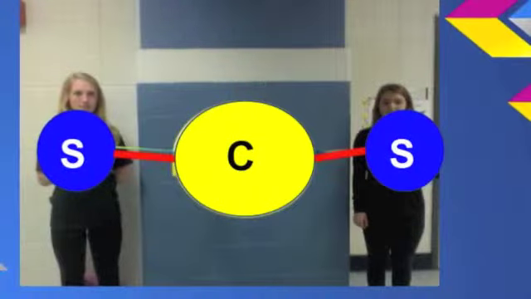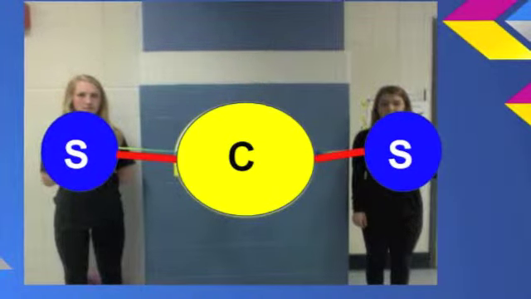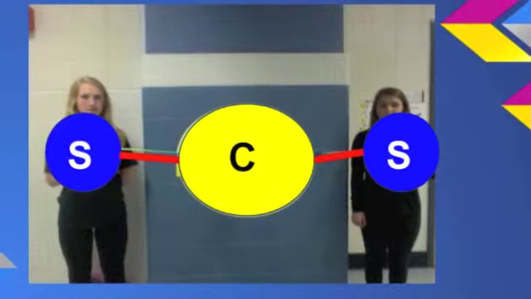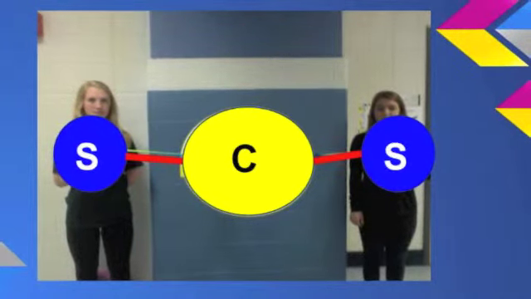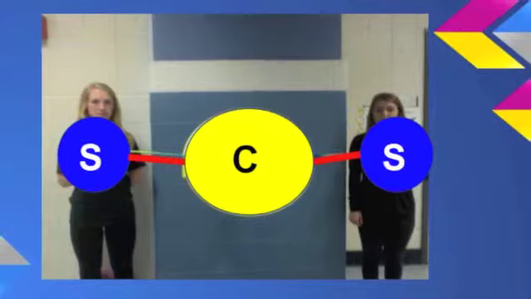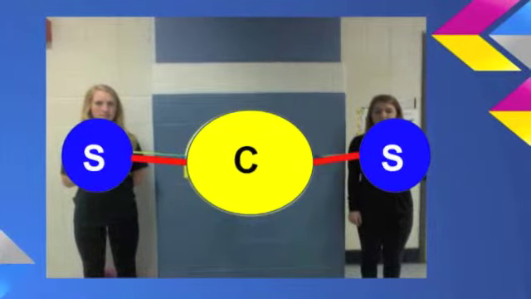Well, let's take a hula hoop and jump rope, for example. The molecule in this picture is carbon disulfide. The hula hoop in the middle represents the central atom, carbon, and the two people in the black represent the sulfur atoms. This molecule is nonpolar.